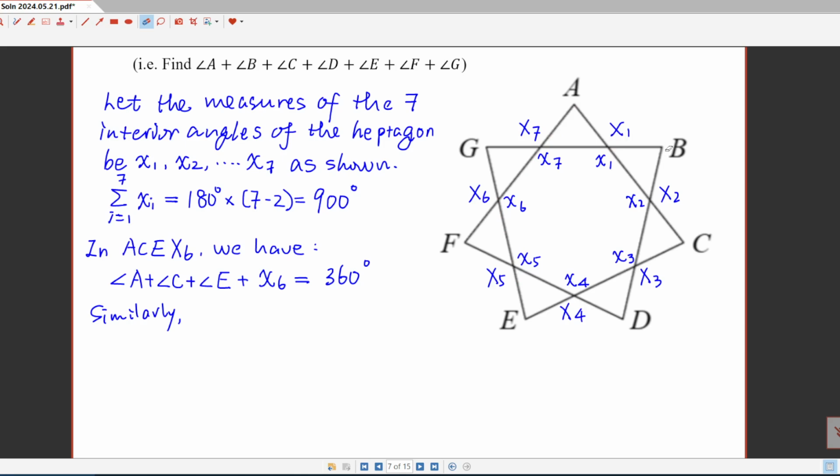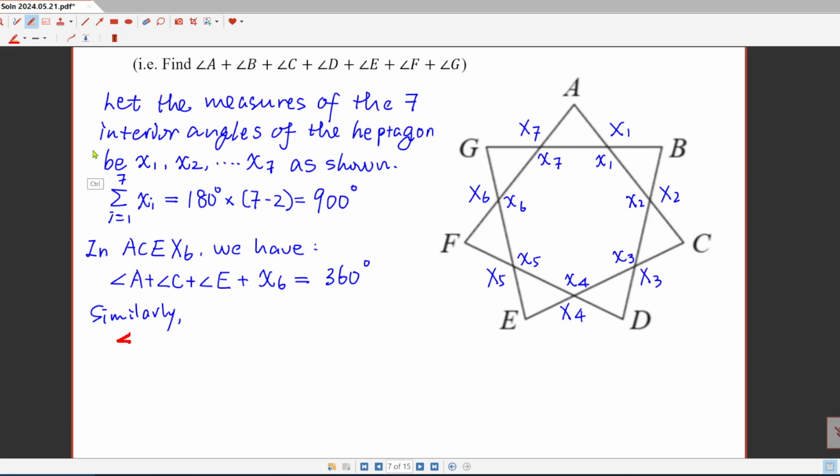For example, B, D, F, X7, right? So how many quadrilaterals can we use there? We have 1, 2, 3, 4, 5, 6, 7. We could use 7 quadrilaterals, right?